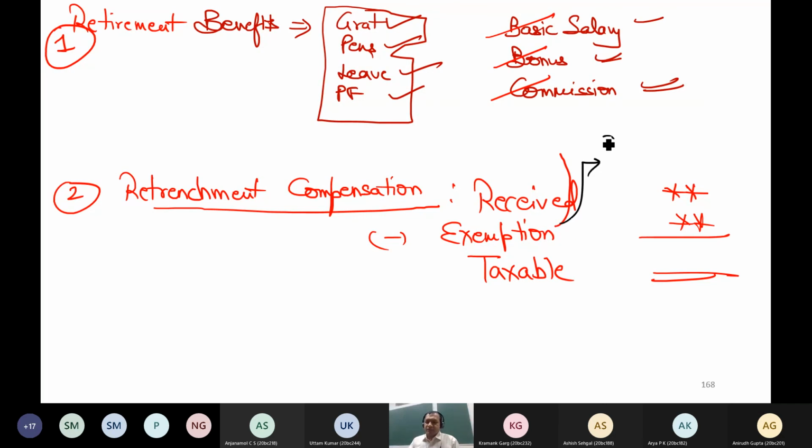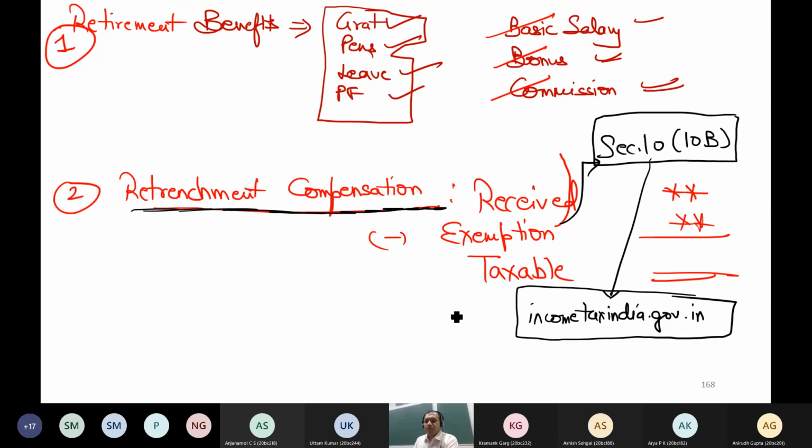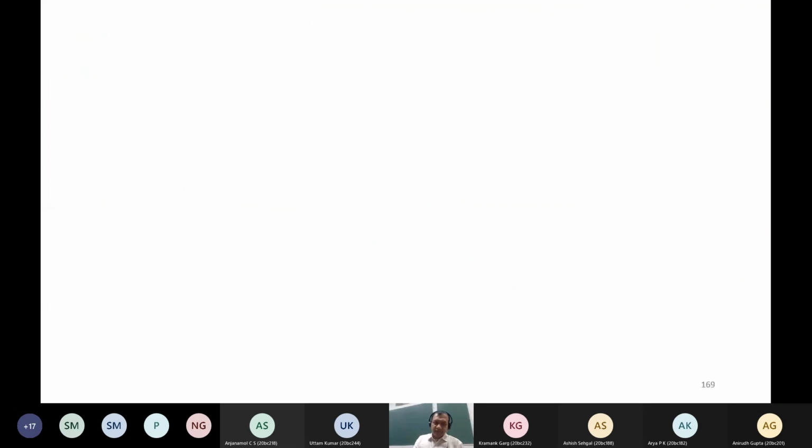Read section 10, clause 10(10B), and there you will find the amount which is exempt from tax when retrenchment compensation is given to the employee. Read section 10, clause 10(10B) from the website incometaxindia.gov.in. Gradually I will start making you comfortable in reading the Act. It is the starting now. Read it. Section 10, clause 10(10B). Next point.